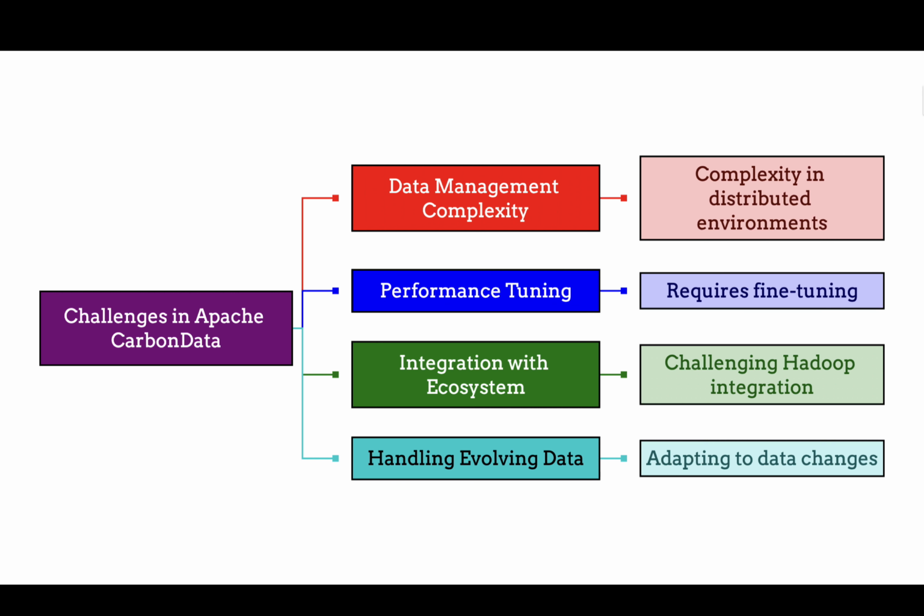Challenges in Apache Carbon Data. 1. Data management complexity, managing data effectively across distributed environments can be complex. 2. Performance tuning, requires fine-tuning for optimal performance in varied scenarios. 3. Integration with ecosystem, integrating with different components of the Hadoop ecosystem can be challenging. 4. Handling evolving data, adapting to changing data patterns and volumes.